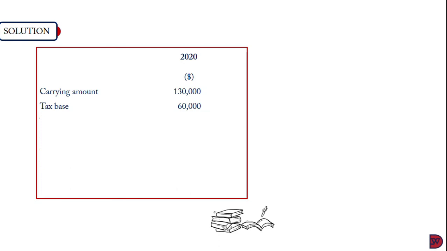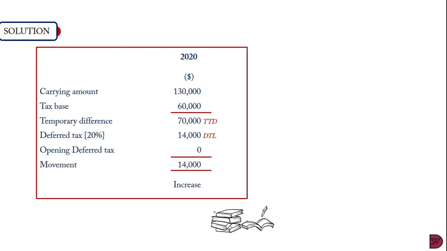If you can remember, that $60,000 will go to other comprehensive income as revaluation surplus, which will go to the equity column of the statement of financial position. The temporary difference now will be $70,000, which is a taxable temporary difference because the current amount is obviously more than the tax base. Working the 20% on the temporary difference will arrive at a deferred tax of $14,000. There was no deferred tax stipulated in the question, so we take it to be zero. So there's an increase in the deferred tax of $14,000.